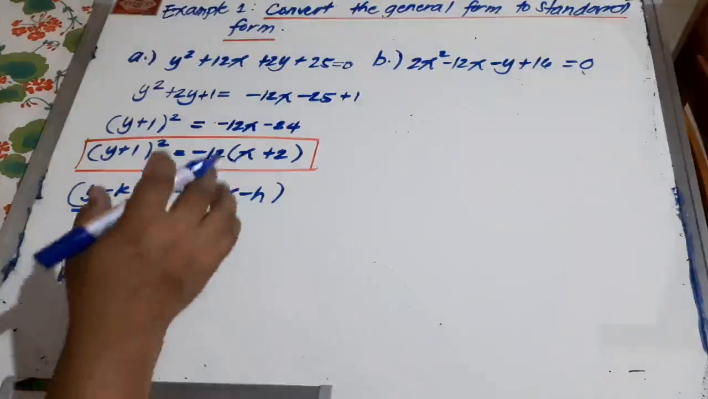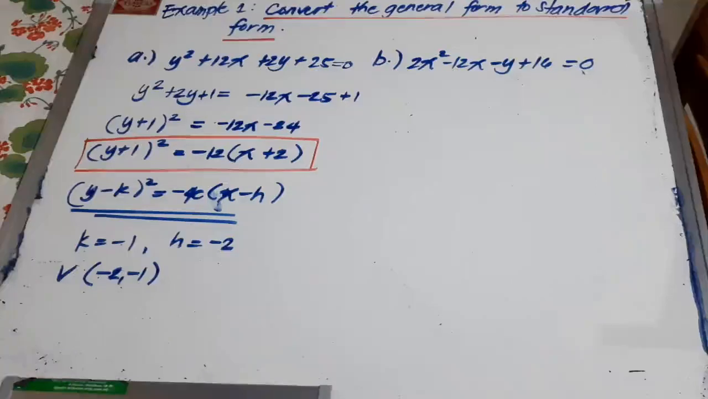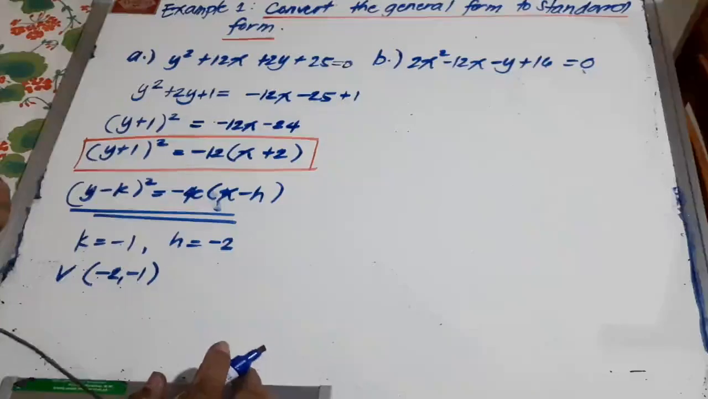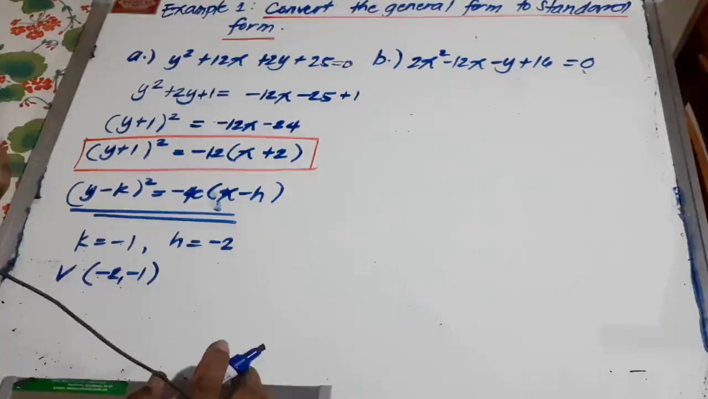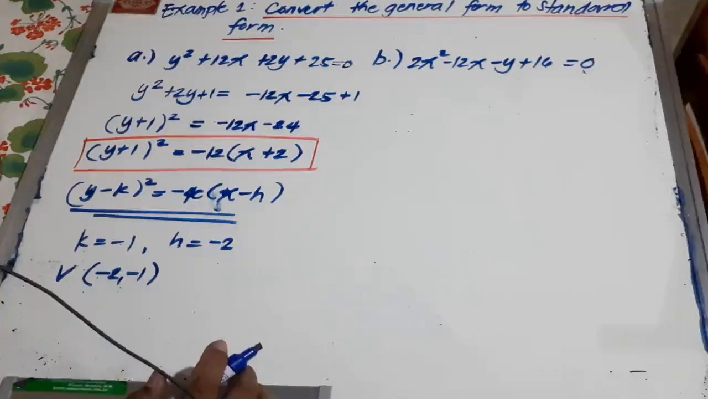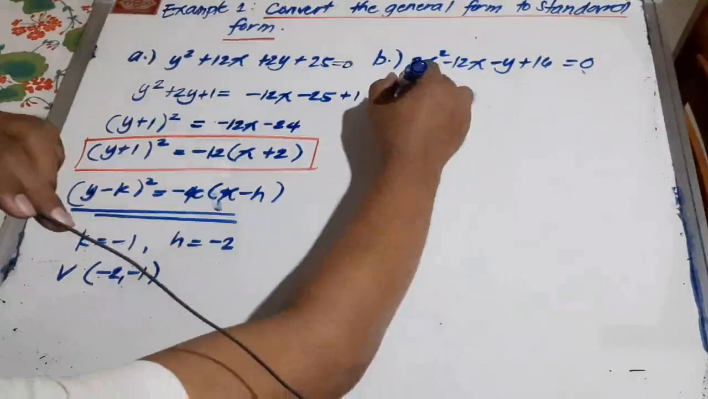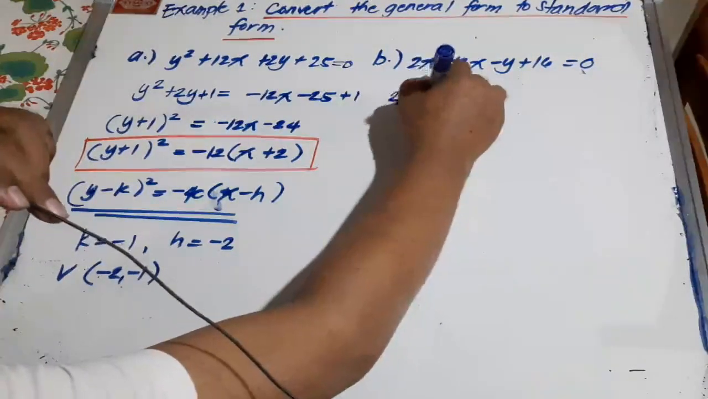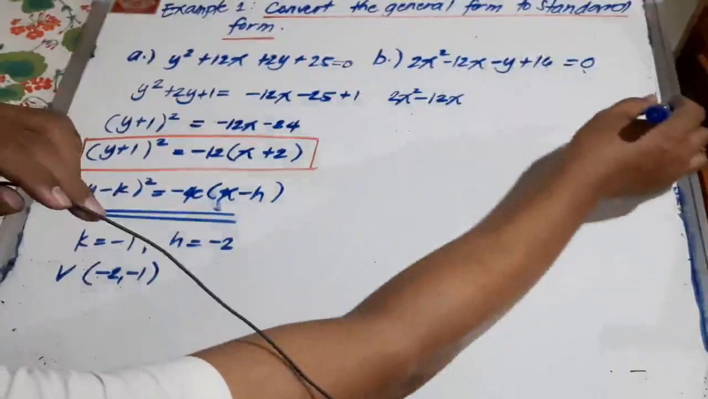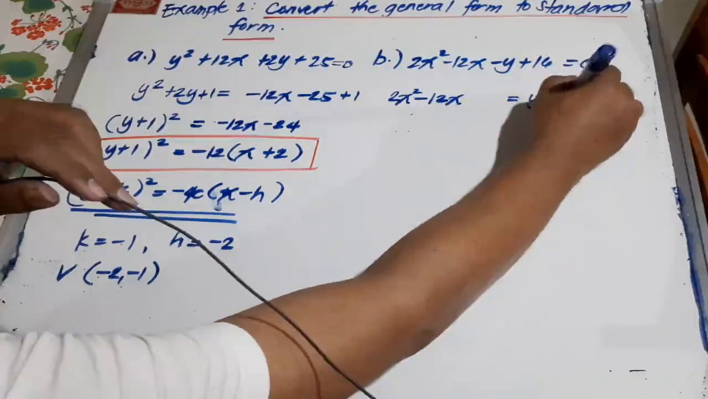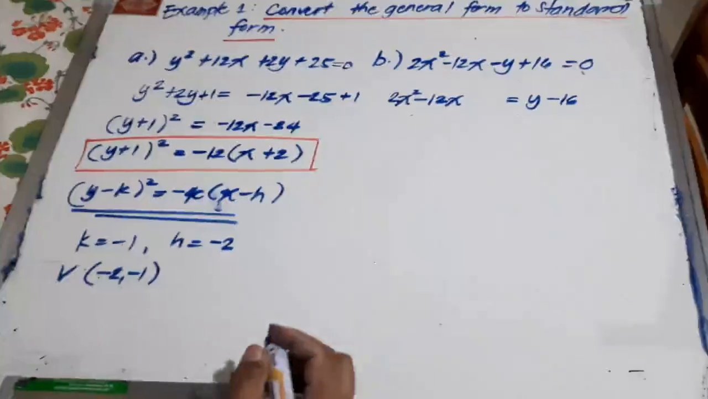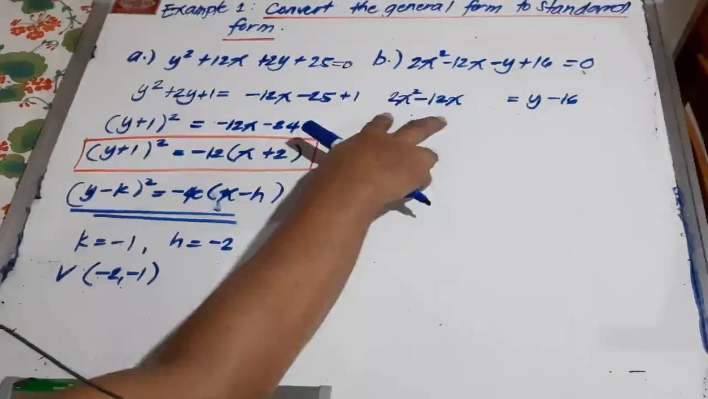Okay, we have letter B example. Paano natin gagawin yung letter B? So, ang second degree natin dito is x, so yun ang ating ko-complete into square. The rest of the terms will be transposed to the other side of the equation. So, we have 2x squared minus 12x equals negative y and 16. That will be positive y, negative 16. Hindi pa to ready for completing the square.